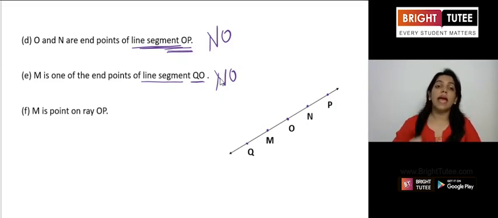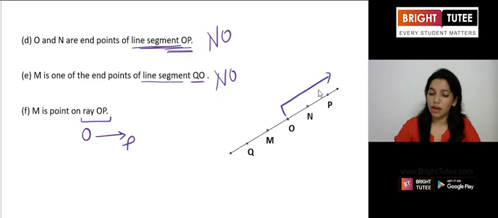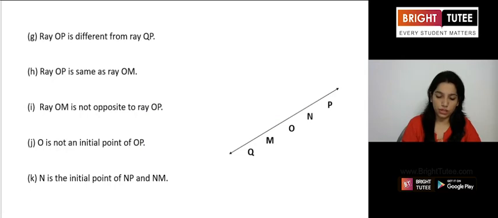Now the last one: M is a point on ray OP. Look at this carefully. If they are saying ray OP, where is it starting? It is starting from point O, and where is it going endlessly? In the direction where we have point P. So look into your image. This is the part where we have the ray OP. Do you think M is anywhere on this particular ray? The answer is again a big no. I hope this is clear to you. Now let's move to the next part.